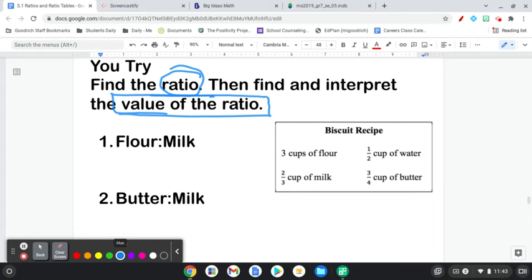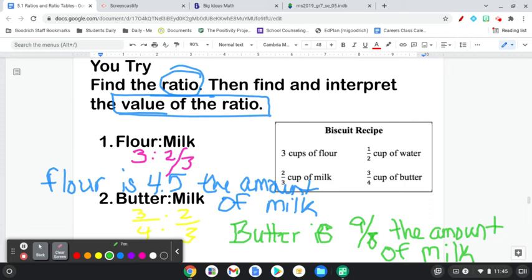And here are the correct answers. So think to yourself, how did you do? Did you get your ratio correctly? Did you find the value of the ratio correctly? And did you interpret it correctly? Again, these will be questions that are on your homework as well.